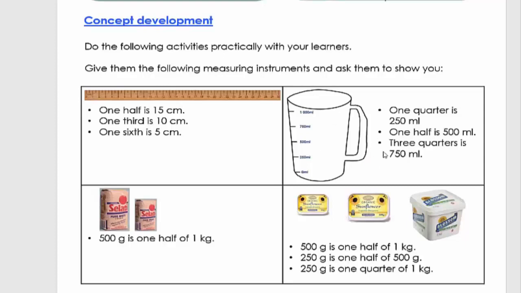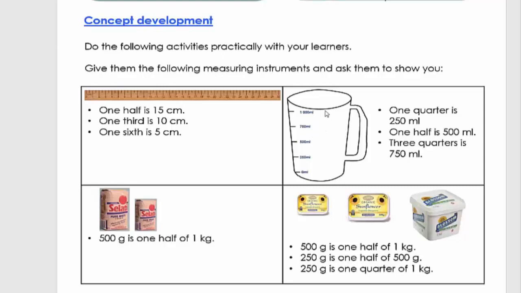Then the next one is, we're going to ask, what's 3/4? So we see there's 1, 2, 3, 4. So this is 1/4, 2/4, 3/4. 3/4 will then give us 750 milliliters. I want you to pause and then do this activity.